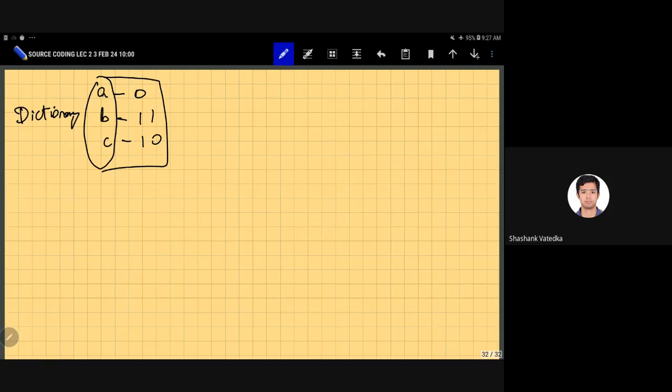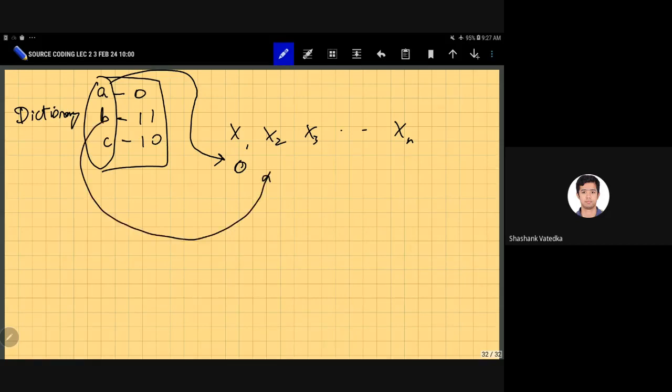So the encoder looks at this dictionary. Given the sequence x1, x2, x3 up to xn, when it sees an A, it replaces it with 0. Whenever it sees a B, it replaces the B with 11. And whenever it sees a C, it replaces C with 10. And that is how you get the code word. So this technique could be generalized.